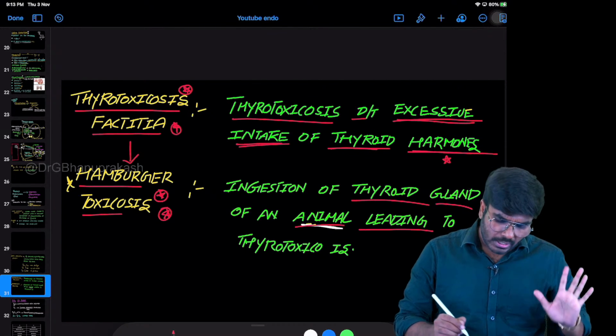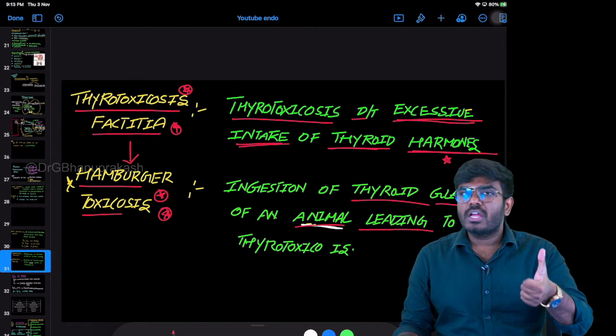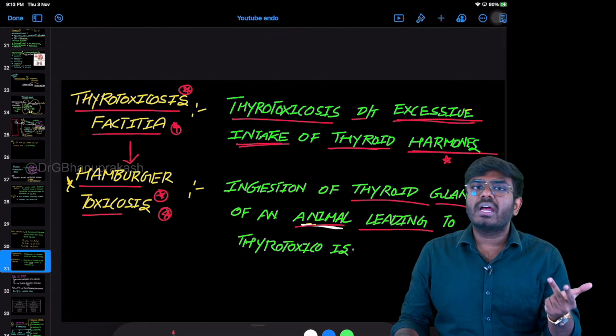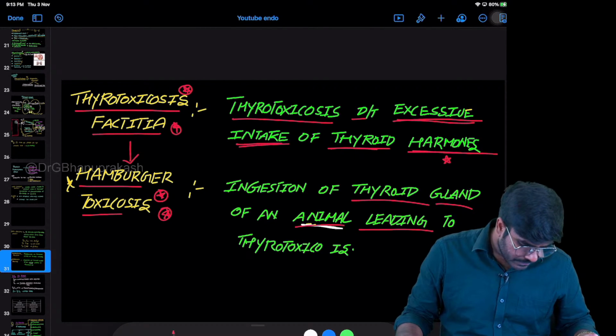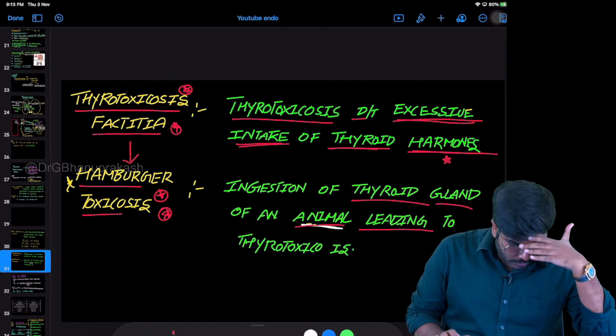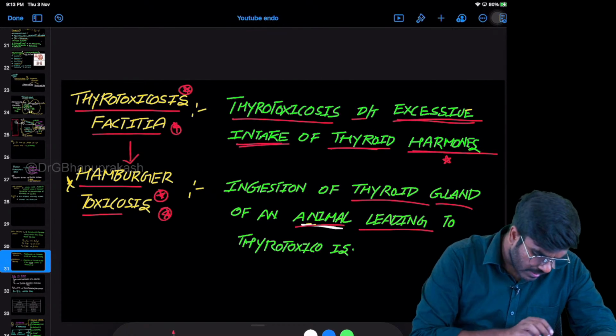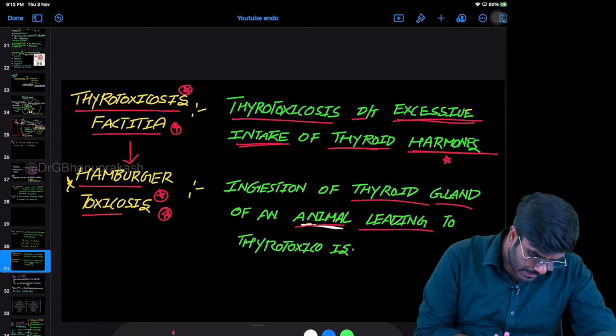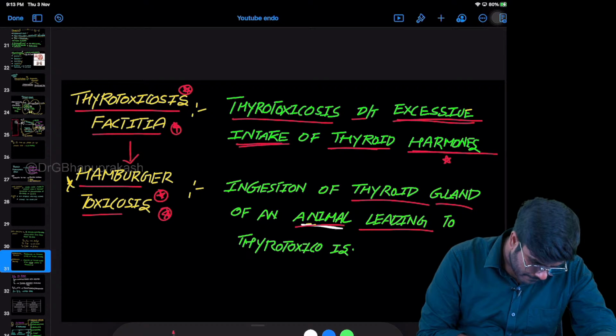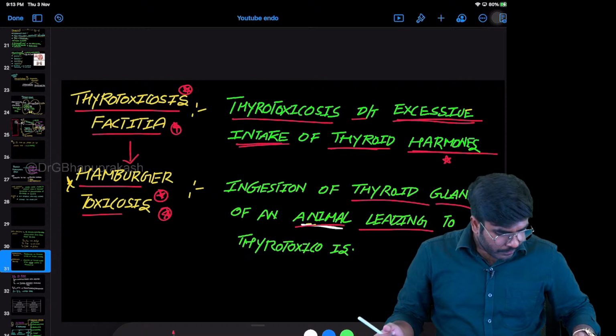Okay, so I have explained to you what exactly is the Wolff-Chaikoff effect, the Jod-Basedow effect, thyrotoxicosis factitia, and Hamburger's toxicosis. Is it clear, guys? Do you have any doubts? If you have any doubts, you can all the time put it in the chat box. Just I'm checking. Yeah, animal thyroid gland. Guys, should I continue? Should I go forward? If you have any questions, you can ask me. So, no doubts.